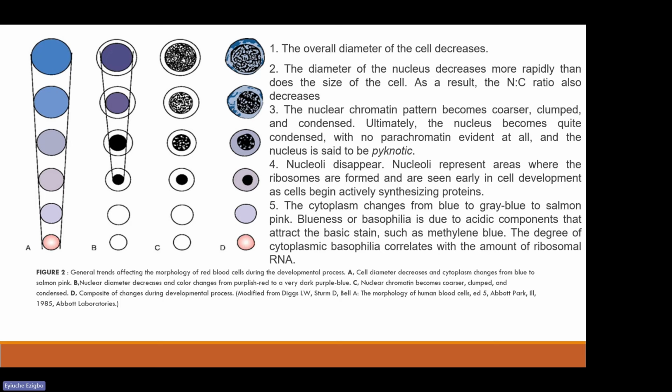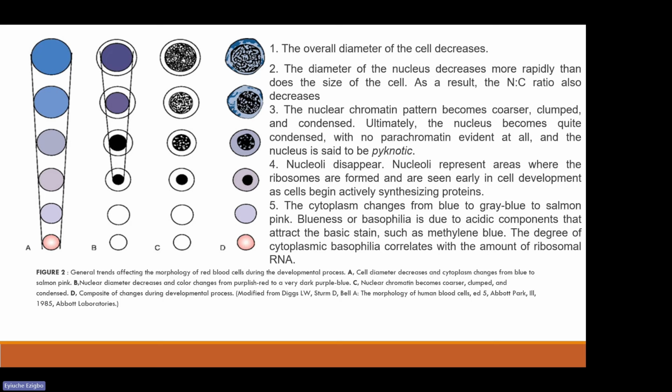The nuclear chromatin pattern becomes coarse. You can see it, as the cell is maturing, the nuclear chromatin is becoming more coarse, clumped, and condensed. The nucleoli disappear. At a certain stage, you can see the nucleoli have disappeared. From here, you can no longer see the nucleoli. And these nucleoli represent areas where the ribosomes are formed and are seen early in cell development as cells begin actively synthesizing proteins.